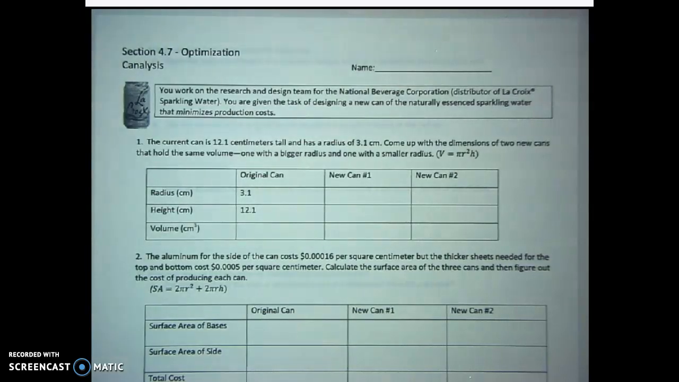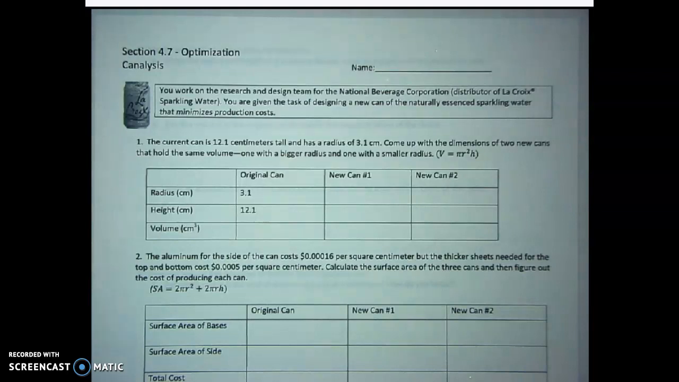Example 1: you work on a research and design team for the National Beverage Corporation, distributor of LaCroix sparkling water. You are given the task of designing a new can of the naturally essenced sparkling water that minimizes production costs. The current can is 12.1 centimeters tall and has a radius of 3.1 centimeters. Come up with the dimensions of two new cans that hold the same volume, one with a bigger radius and one with a smaller radius.